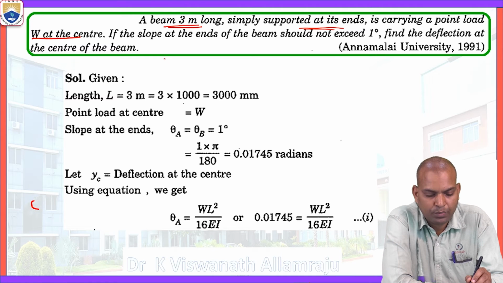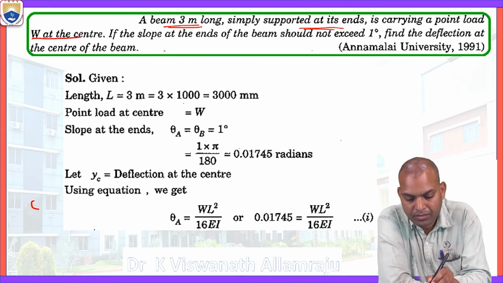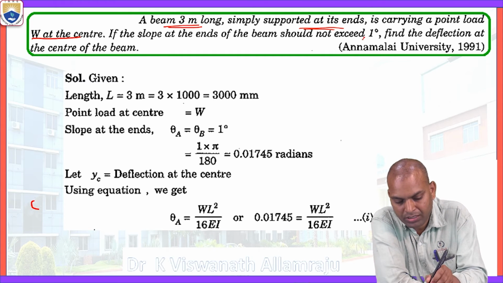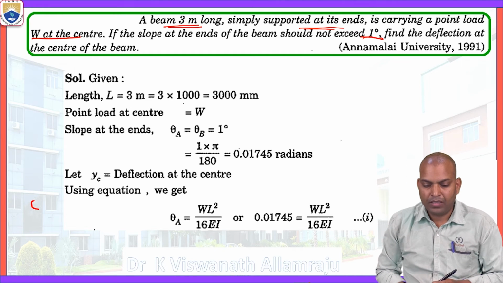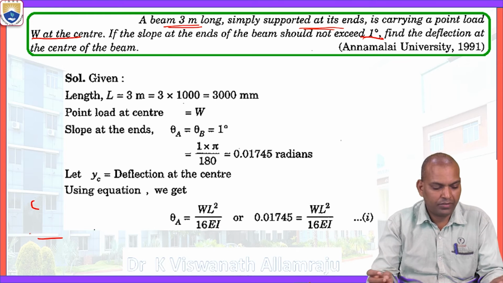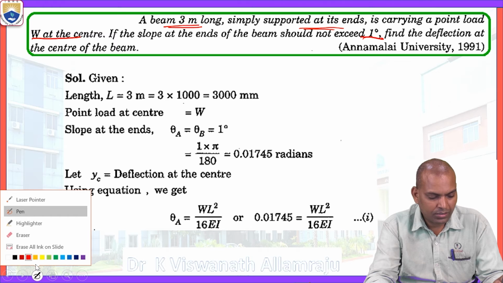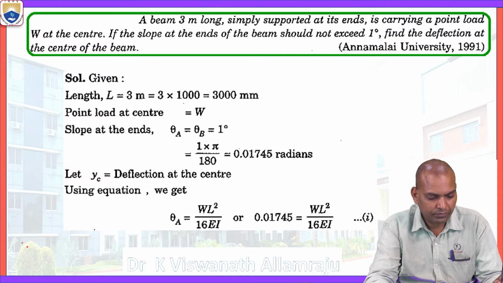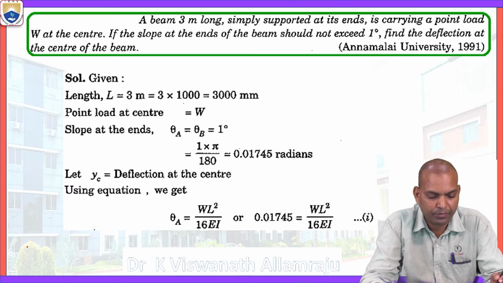If the slope at the ends of the beam should not exceed 1 degree, find the deflection at the center of the beam.